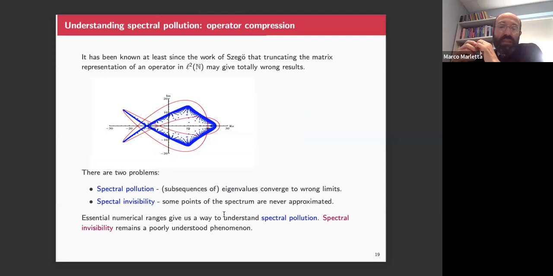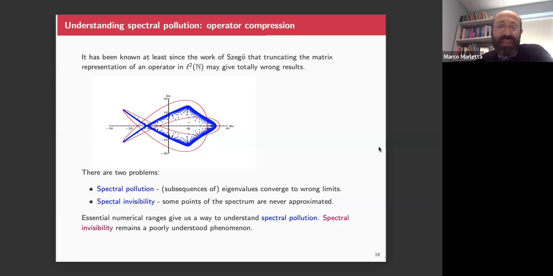So what do we use essential numerical ranges for? One of the reasons I got interested in essential numerical ranges was because I've been obsessed now for, gosh, far too long for my own good with the problems of spectral pollution and spectral invisibility. And I'd like to tell you what these are. This is a slide that I've stolen from Sabina's thesis. I think this is the second time in as many weeks that she's seen me stealing one of her slides and giving a talk with it.